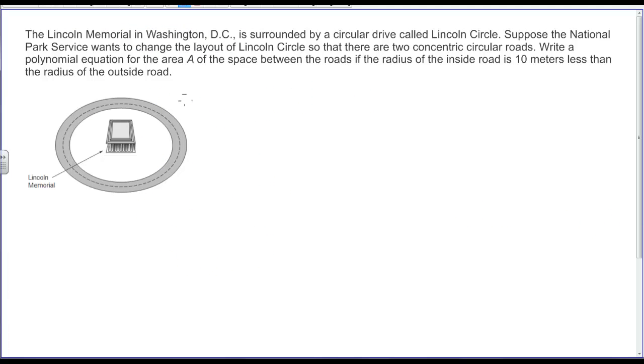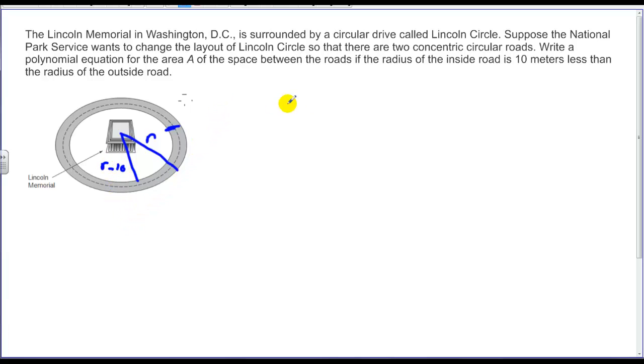Now in our last example, it talks about having a circular road around the monument, and we're going to try to find the actual area between these two roads. Now what they tell us is the inside radius, so from here to the inside of the road, is 10 meters less than the outside radius. So what we have is a comparison. If this outside radius, let's call this R, then this inside radius is R minus 10.